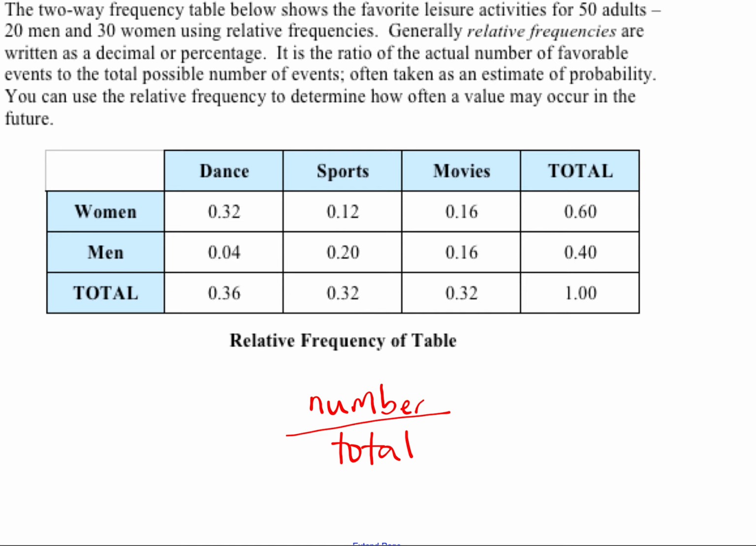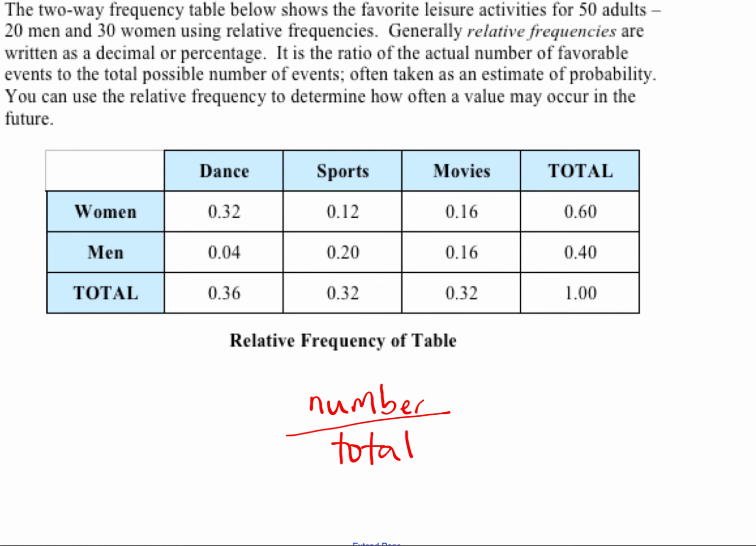Anyway, every number here has been divided by the 50, so that's showing 100%, but it's actually written as a decimal, it's just 1. This one right here, 12% of those surveyed were women that like sports. 20% of those surveyed were men that like sports. Notice that I'm saying of those surveyed. That's because the total is comparing to those surveyed.